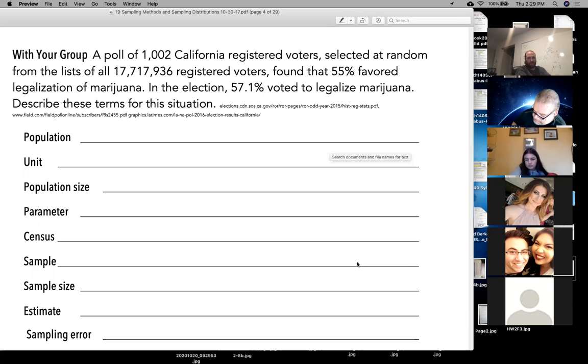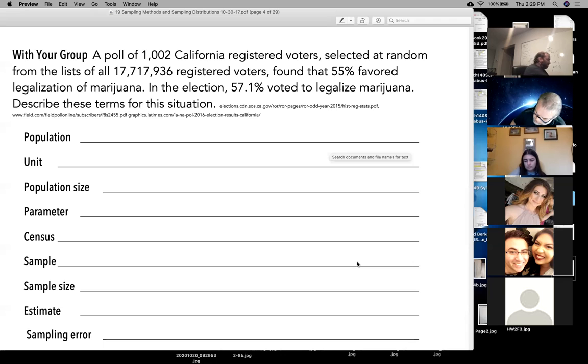17,717,936. That's the population size. And the population is the same thing? No, the population's not a number. The population of the actual objects, those are the registered voters. Okay, the population are the registered voters. Now, what are the units? One voter. Each voter is a registered unit.